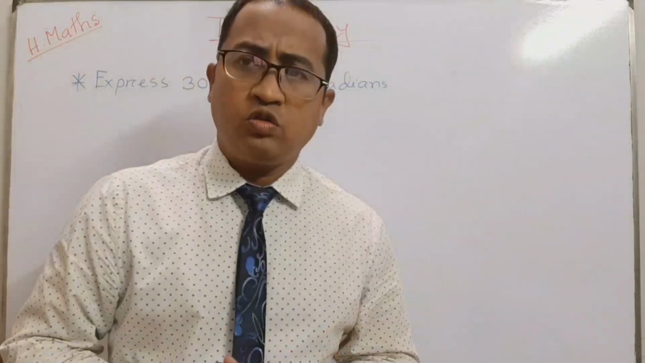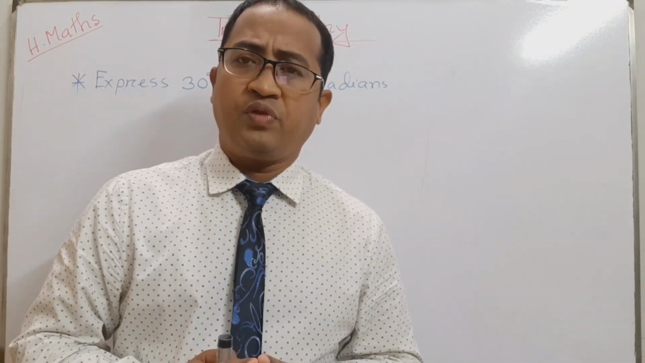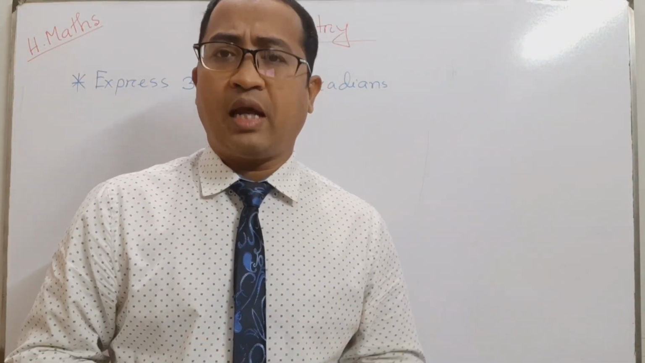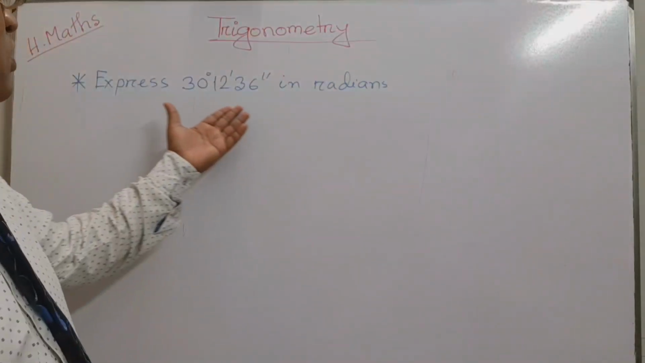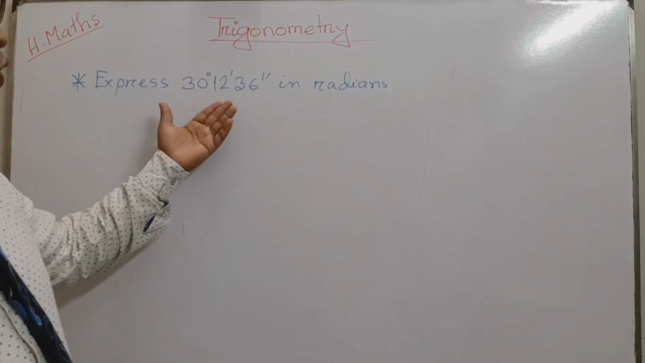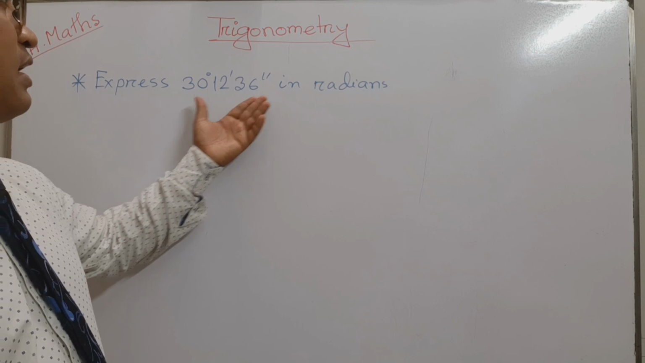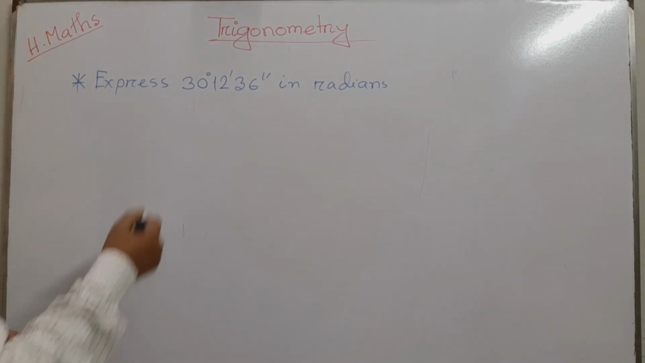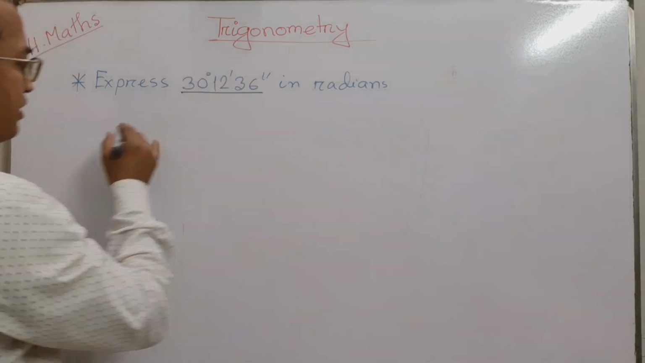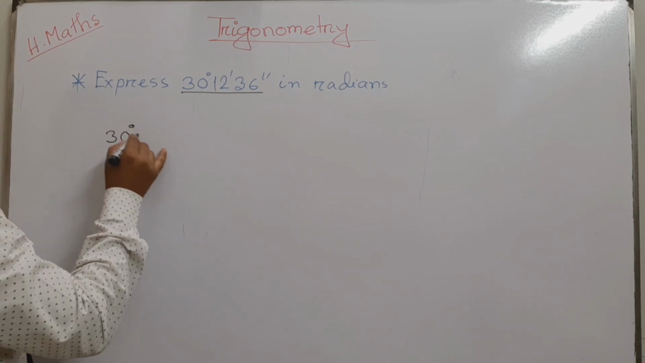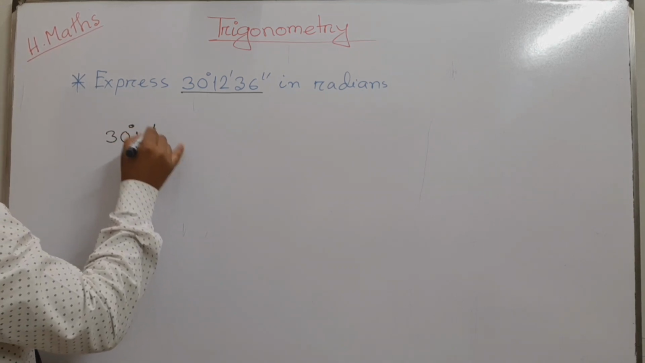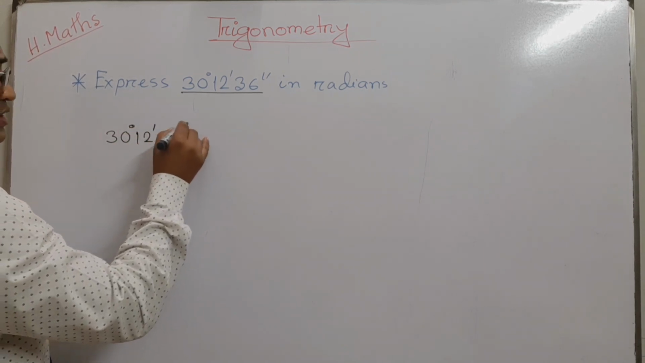Now I will solve a short question. This type of question you will get in MCQ. Express 30 degree 12 minute 36 second in radian. How can you express this in radian? 30 degree 12 minute 36 second.